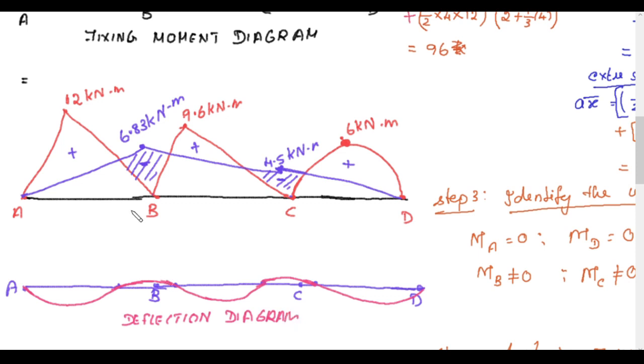Deflection diagram. This is your bending moment diagram. See, combining both, that is the simple beam moment diagram and the fixing moment diagram. That is your bending moment diagram.